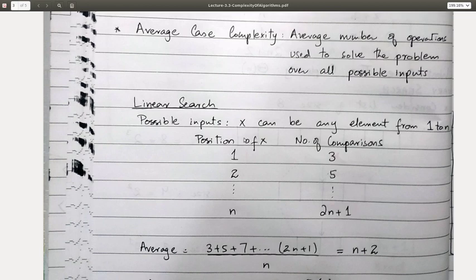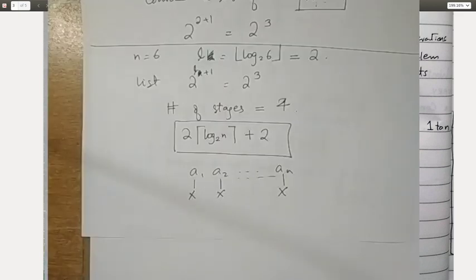We've already discussed what happens if X is in the last position. If X is in the last position, you will have 2n plus 1 comparisons. But if X was in the first position, you only need 3 comparisons. What are these 3 comparisons? These 3 comparisons are as follows.